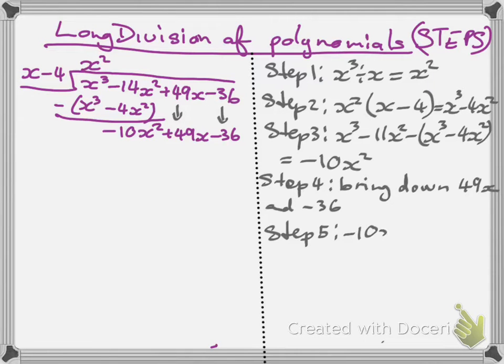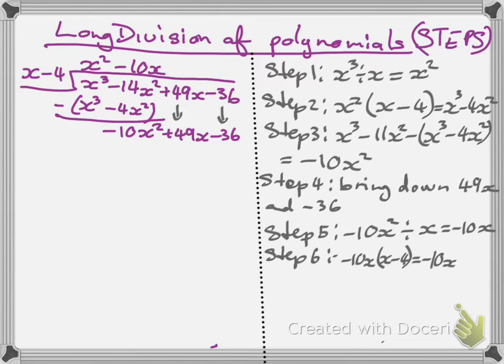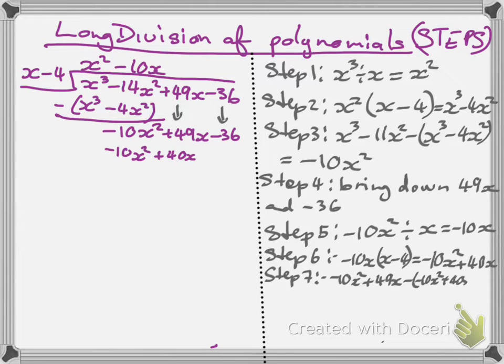Right, you bring them down, and then you say again negative 10x squared divided by x. You write your answer next to x squared, which is going to be negative 10x, and then you multiply negative 10x, multiplying x minus 4, and then you get your answer, which is negative 10x squared plus 40x, and then you subtract it, and you get your answer, which is going to be 9x, and then you bring down negative 36.